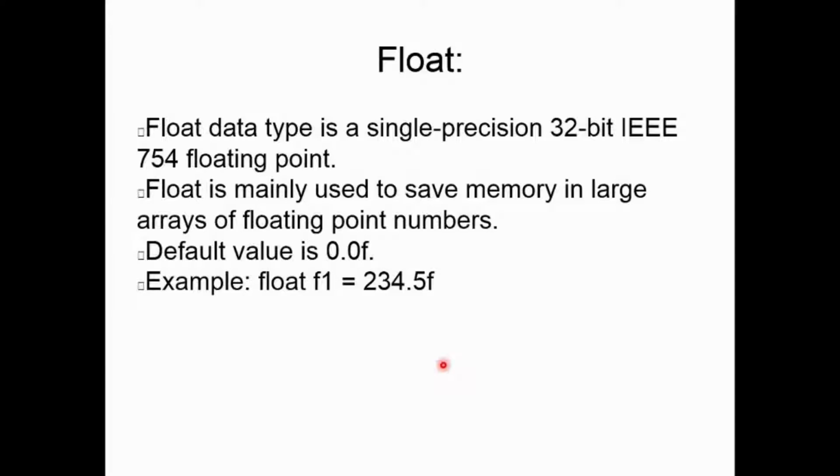The next data type is float. The float data type is a single precision 32-bit IEEE 754 floating point. Float is mainly used to save memory in large arrays of floating point numbers. Its default value is 0.0f and the example of declaring it is shown on your screen.